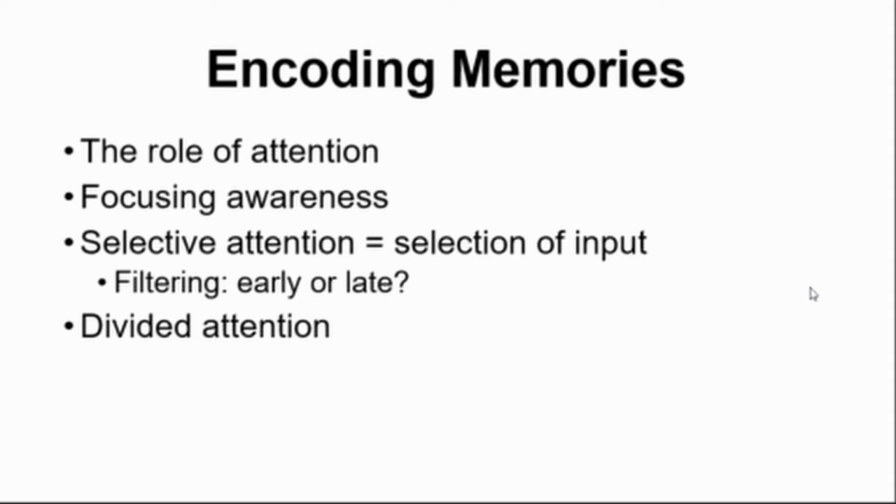And because we have that little bit of a buffer with our iconic and echoic stores, we can actually have a little bit of variability in when we decide or select what we do or don't pay attention to. And so there's a couple of different theories, and we won't go into too much detail on them. But the basic idea is that we might have early filtering or late filtering depending on the situation.